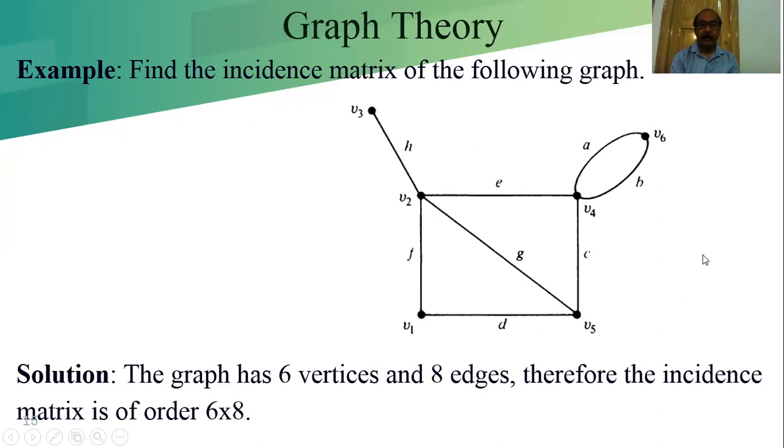That means we have 6 into 8 elements, 6 rows and 8 columns, and for each and every element we have to find out the value. The graph has 6 vertices and 8 edges. Therefore, the incidence matrix is of order 6 cross 8.